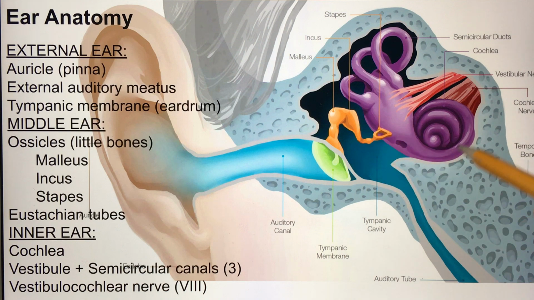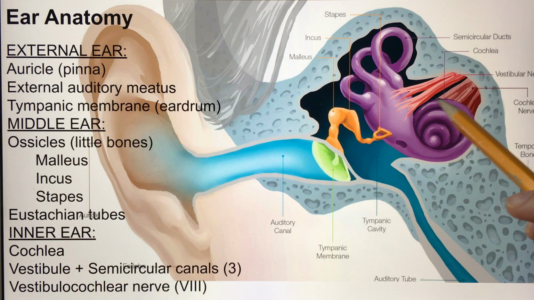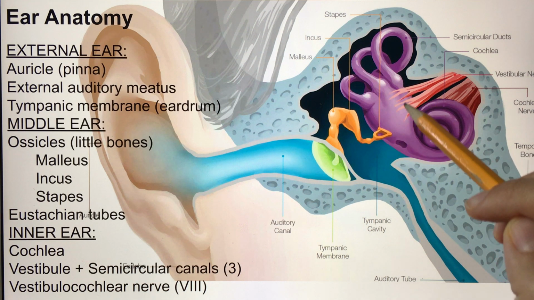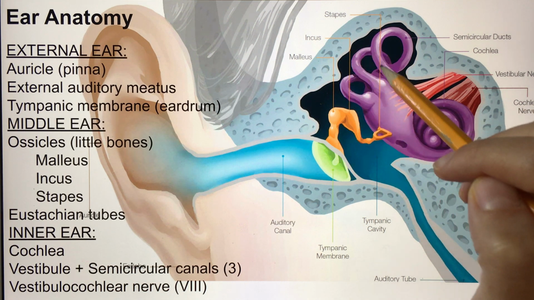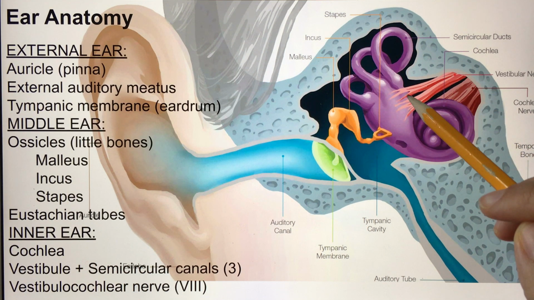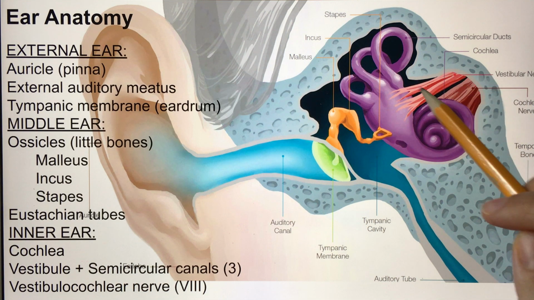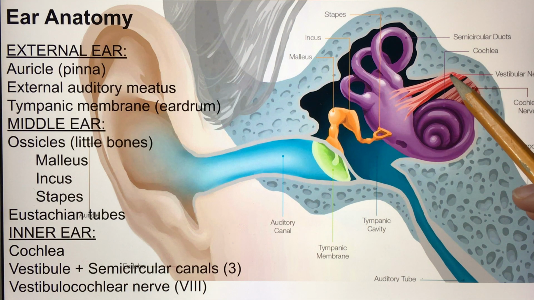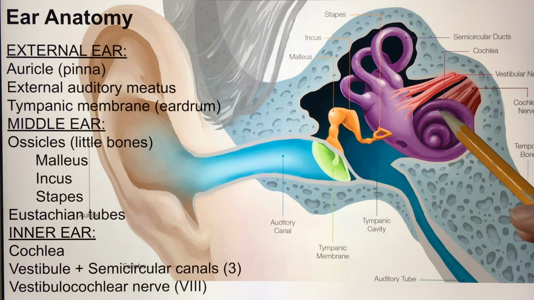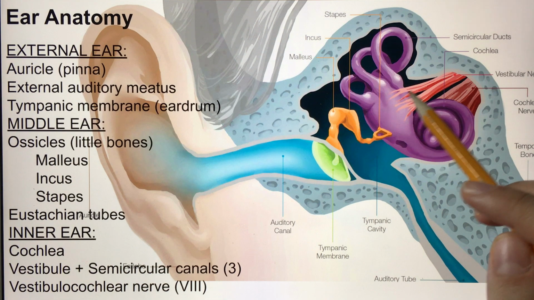And then the inner ear, which is made out of the cochlea, vestibule, semicircular canals, there are 3 of them, and the vestibular cochlear nerve. The nerve is called vestibular cochlear because it looks like one nerve that travels into the brain, but it's made out of 2 parts. The cochlear part is the part that travels from the cochlea, and the vestibular nerve is the part that carries sensations from the vestibule.